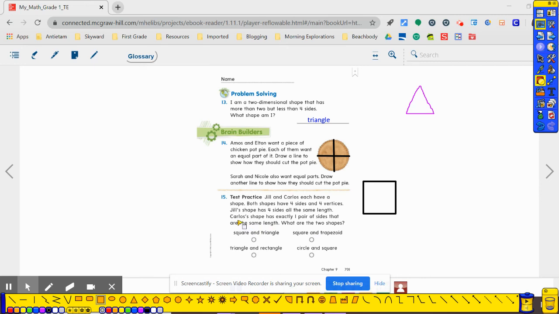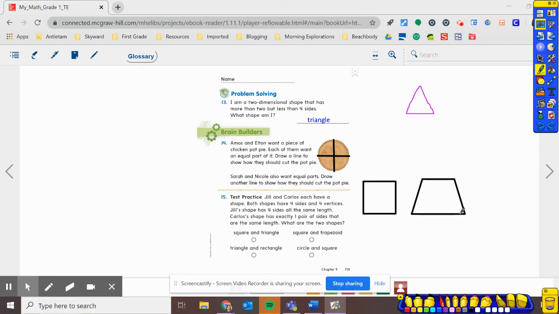Now, Carlos's is a little bit trickier. It says Carlos's shape has exactly one pair of sides that are the same length. Hmm. Well, if I'm thinking to my other shapes that have four sides, I have a rectangle, but that has two sets of equal sides. It has two short and two long. I can think to a trapezoid, but that has two short, two long too, but they're slanted. Hmm, I think I might know what it is. Do you think you know what it is? I'm thinking his shape is a trapezoid. It has two lines that are the same size on the sides, but the top and bottom lines are different lengths. So square and trapezoid, where do you see that answer on the bottom here?